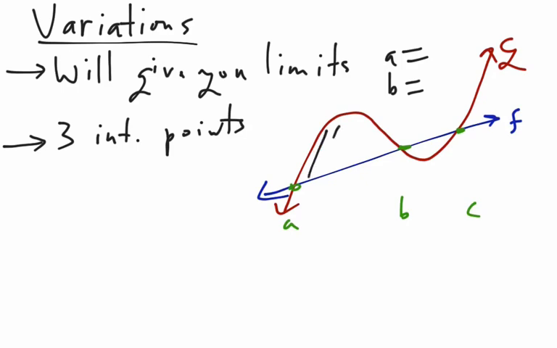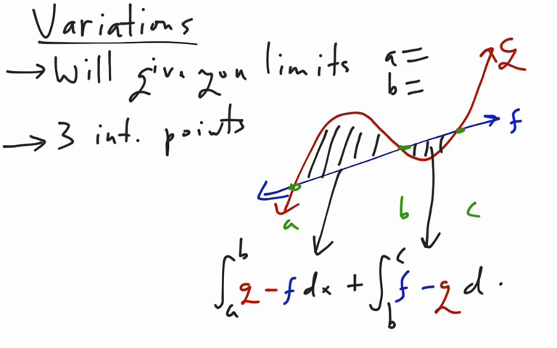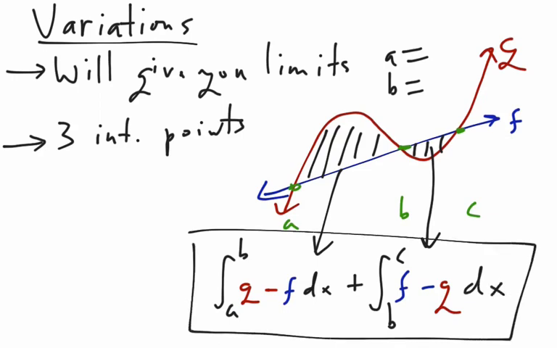The first integral would be this first region, and that first region would be the integral from a to b. G is on top here, so we're going to do g minus f dx. And then we're going to add the second area. And notice that in the second area, f is on top, so we have to set up a new integral, the integral from b to c of f minus g dx. And then you would have to calculate each of these separately and then add them.